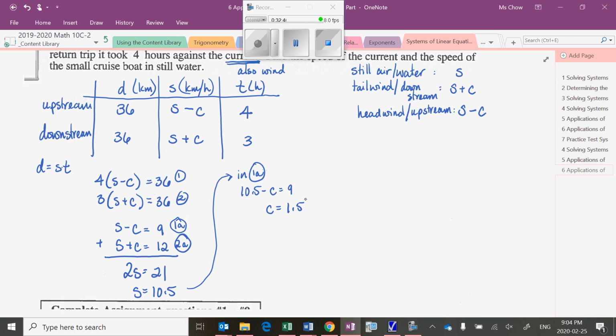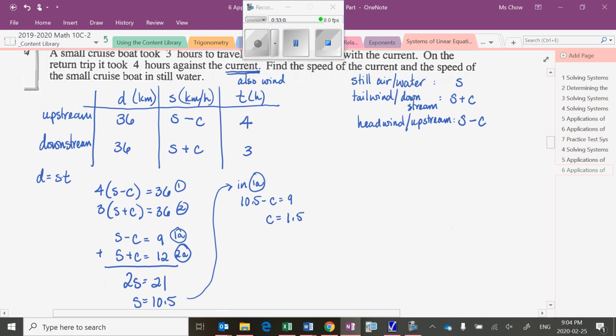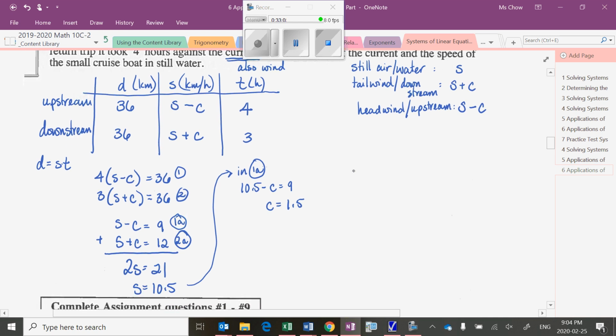It's not a very strong current by any means, but my cruise boat is actually not moving that fast either. And that makes sense. If it's taking me 4 hours to go 36 kilometers, then I'm not traveling that fast. I've essentially got a net speed of 9 kilometers per hour. So that makes sense. It says find the speed of the current and the speed of the cruise boat in still water. So here we go. Speed of boat is 10.5 kilometers per hour, and the speed of the current is 1.5 kilometers per hour.